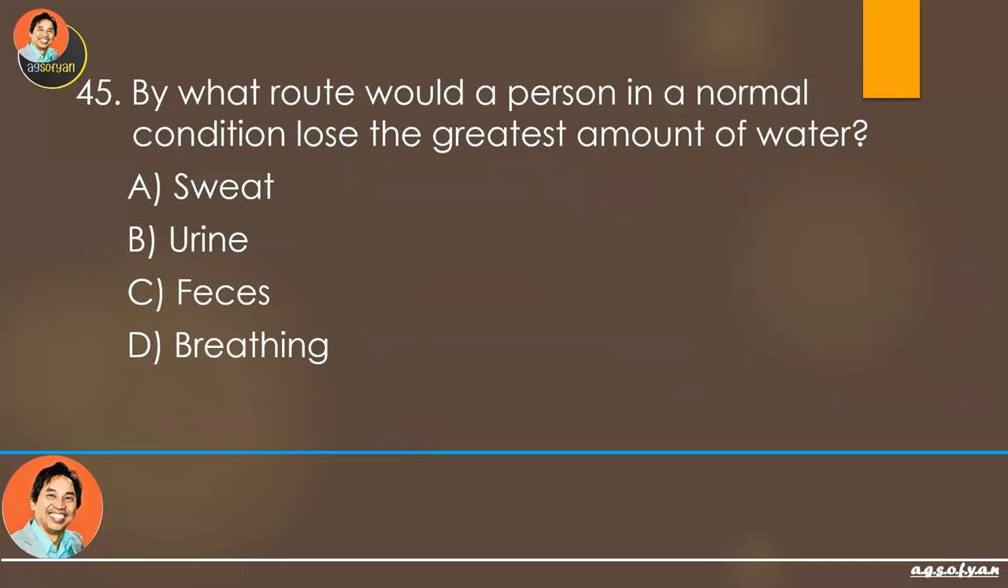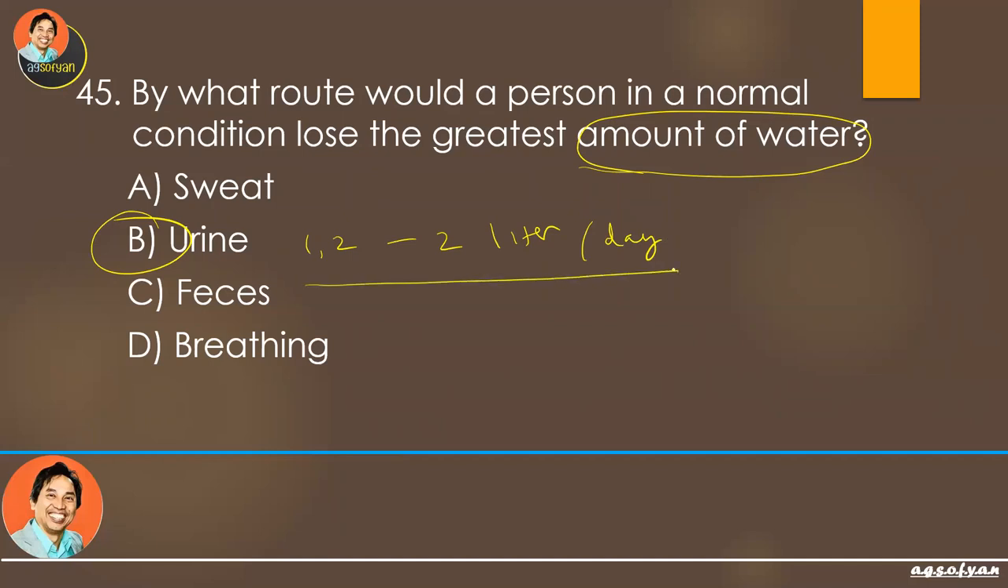By what route would a person in a normal condition lose the greatest amount of water? Okay, what do you think? It's easy. Of course, we mostly lose water through our urine. About 1.2 to 2 liters per day will be removed in urine. So the urine volume is about 1.2 to 2 liters per day. This is the main loss of water from our body, through the urine.